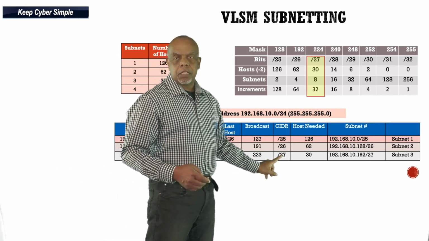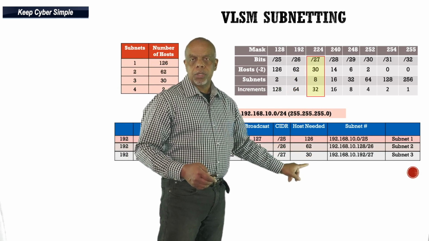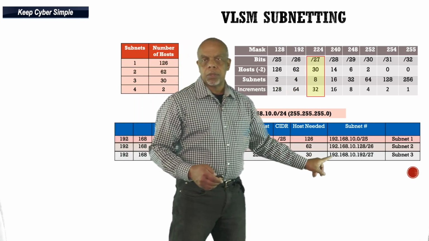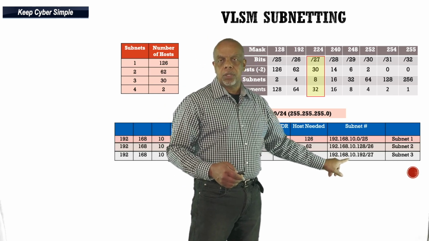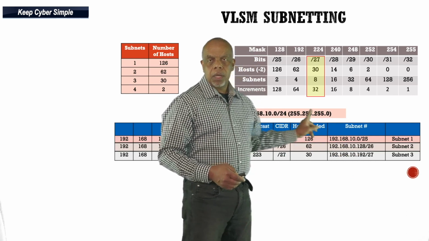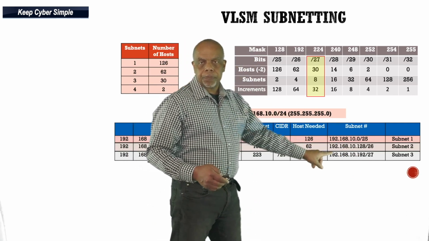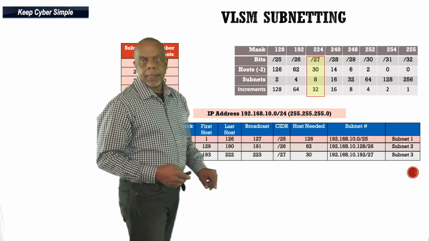The CIDR for that is going to be 27. That's where that comes from, 27. And the number of hosts needed, 30, and I got those. And the ID for this is going to be 192.168.10.192, right? Well, how do I get 27? Okay.